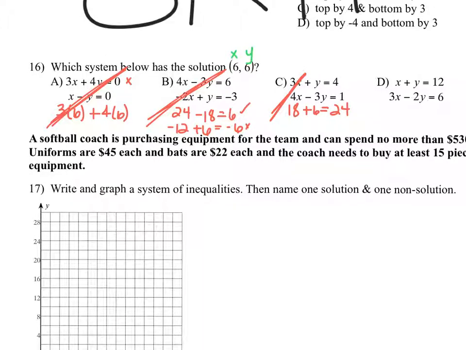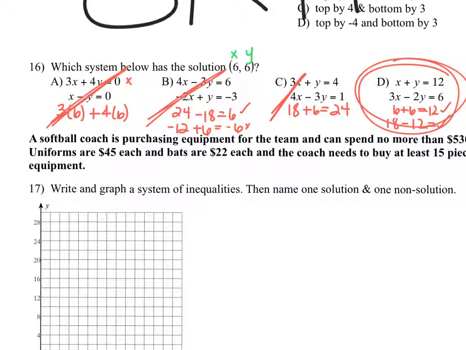So it must be D. However, I'm going to check it anyway just to make sure I didn't make a mistake somewhere else. So 6 plus 6 equals 12. All right, that one works. If I plug in 6's for the second one, that gives me 18 minus 12, which is 6. So D is my answer here. That's the equation that gives me the solution 6, 6.